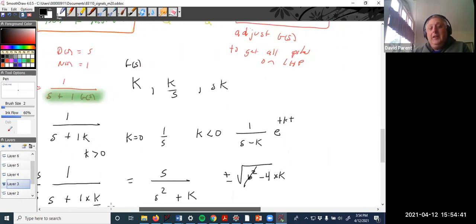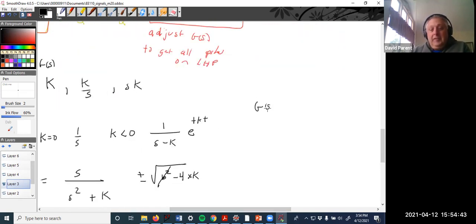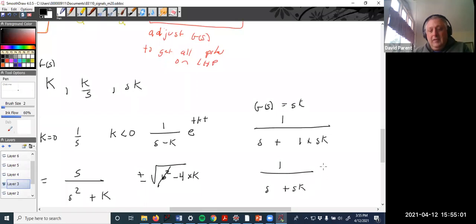Let's see if I can get a little more room. What if we selected g of s equal to sk? 1 times sk. So now we have 1 over s plus sk. So we pull out the s, 1 plus k, the pole is still at 0. So we just have a different scaled version, but it's still an integral.